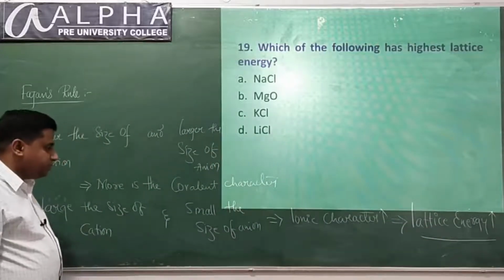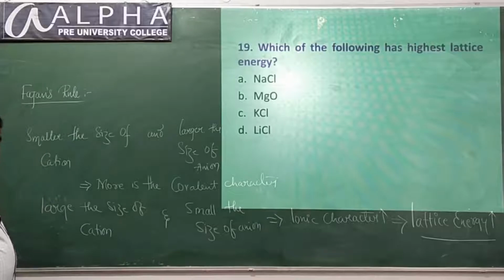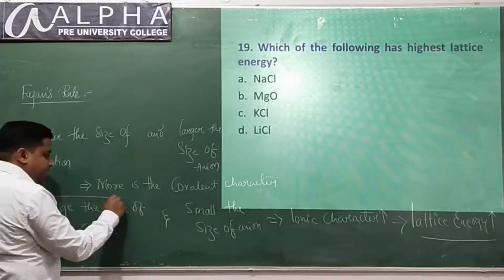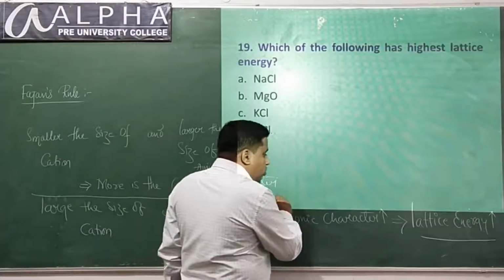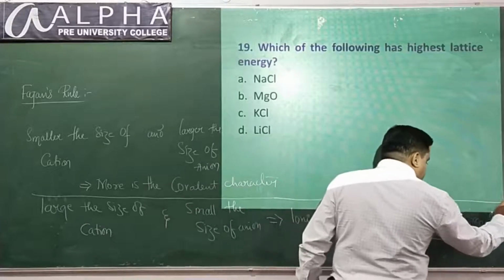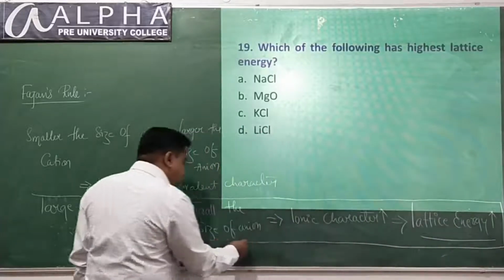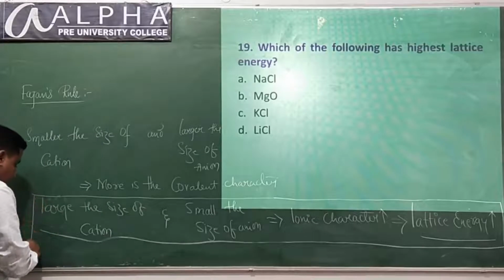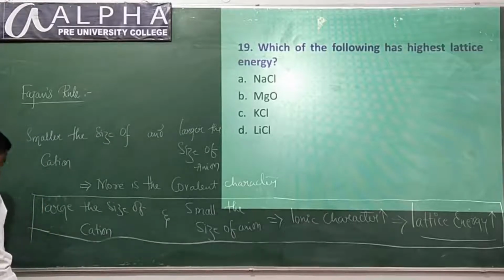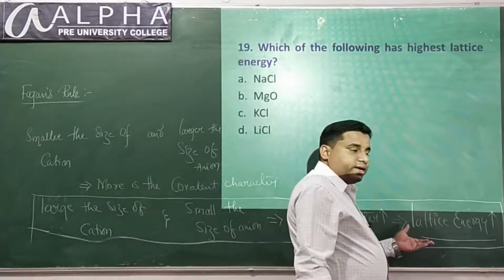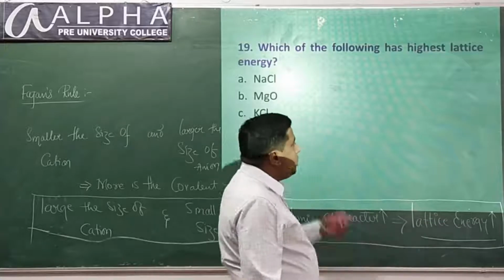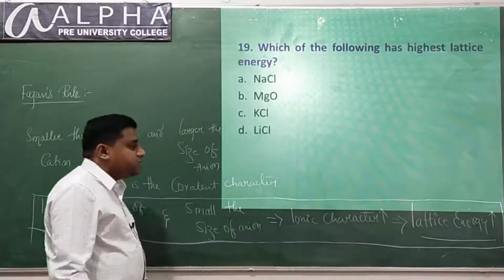Very simple question. Are you able to understand? I want you to remember this rule. What is that rule? Larger the size of cation and smaller the size of anion, more will be the ionic character, and more is the lattice energy. Our question is about highest lattice energy.